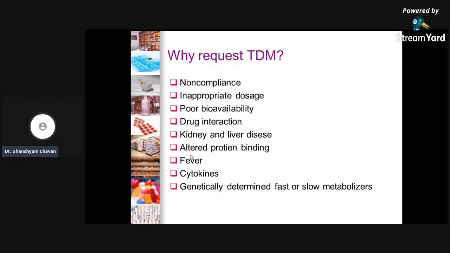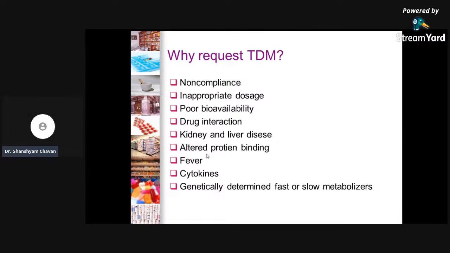So the next point is altered protein binding. Here, what is the issue? There are certain drugs which will alter the protein binding of another drug. For example, warfarin. Warfarin sodium is the drug, and also there are n number of drugs. They are affecting the protein binding of your drug. Suppose if your protein binding is more, what will happen?